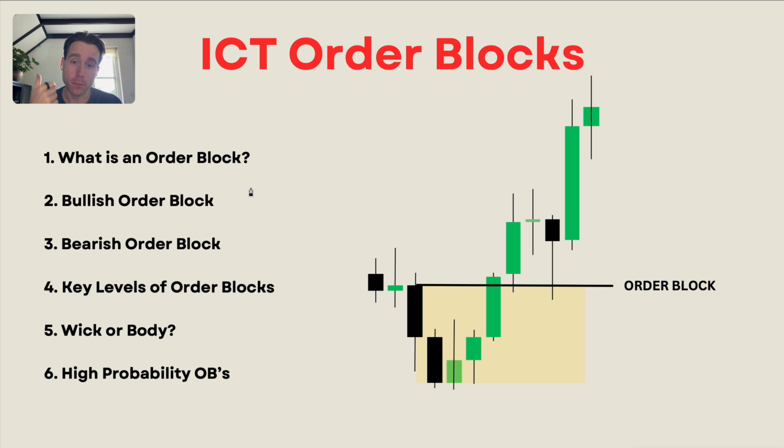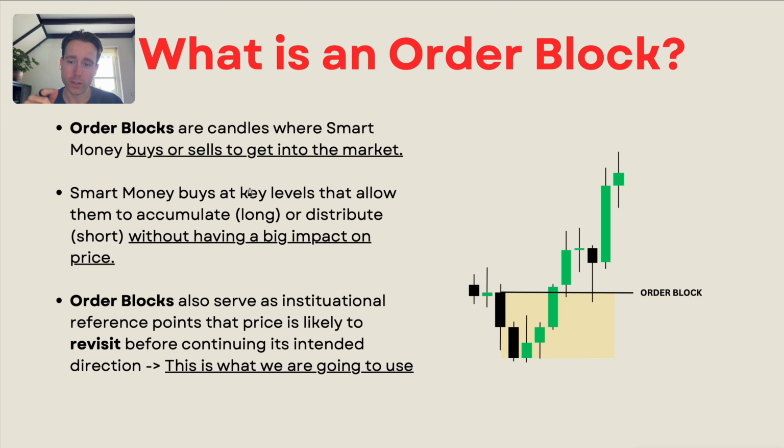Second, we're going to look at bullish and bearish order blocks and how to identify them. And then the more advanced questions about order blocks. What are the key levels? Where can you expect to react from? Do you use the wick or the body of an order block? And how can you use high probability order blocks to make money? No time to waste, let's dive in with what is an order block.